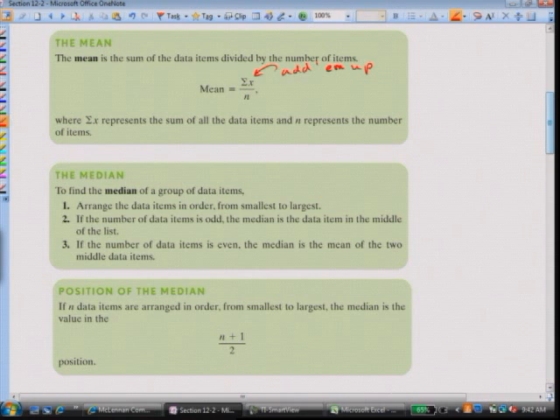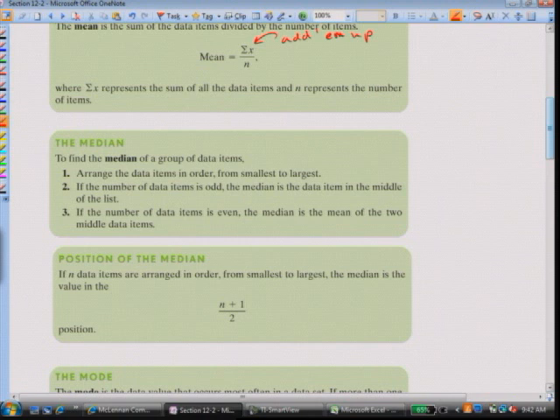When you're looking at the median, remember the data is ordered in position. And so if the data is arranged in order from smallest to largest, you can take the n, which is always the total, what we'll call sample size, like the number of students in the class. So you do n plus 1 and then you divide by 2, and that's going to be the position that the median is located in if it's ordered.